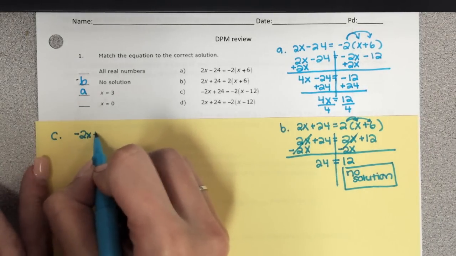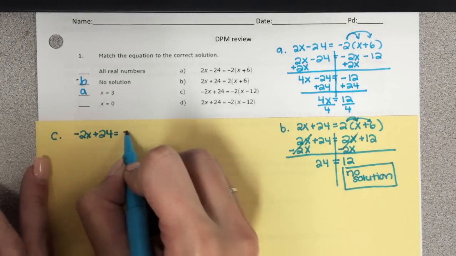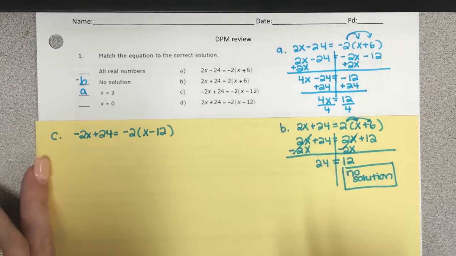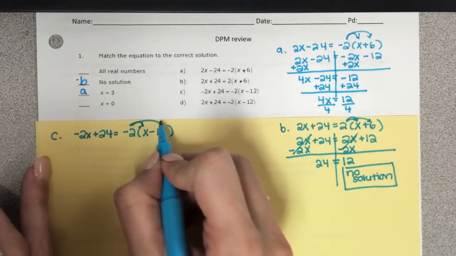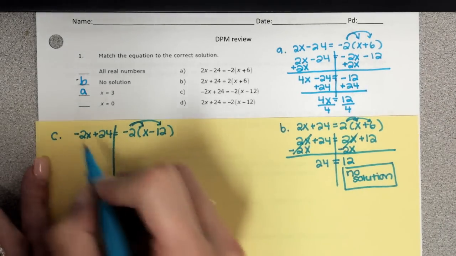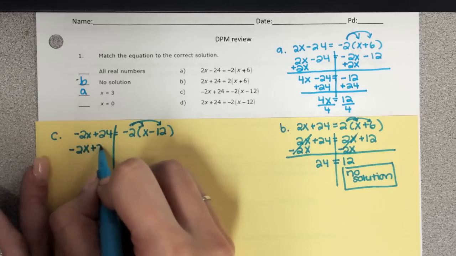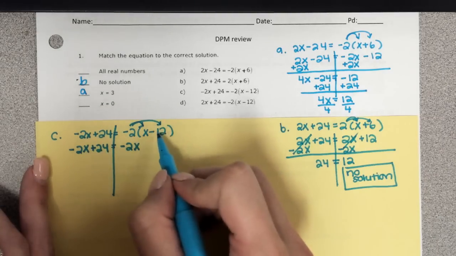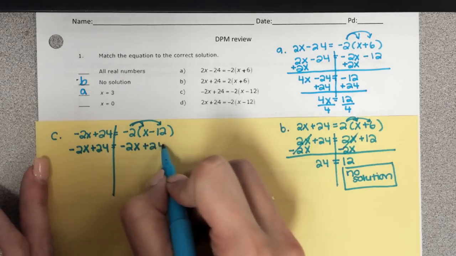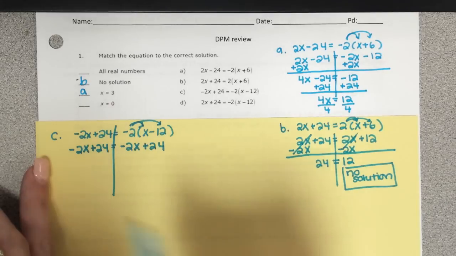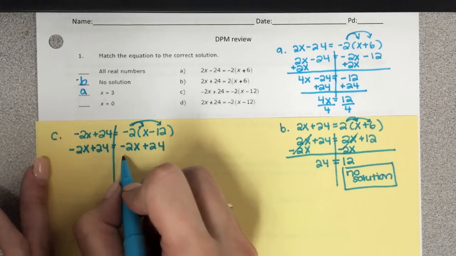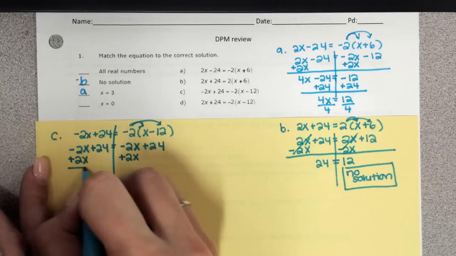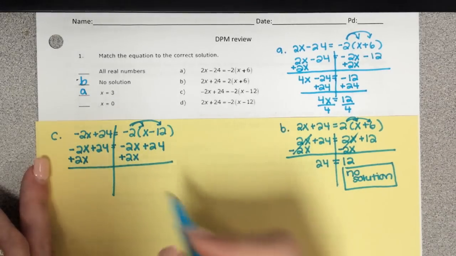Negative 2x plus 24 equals negative 2 parentheses x minus 12. So we need to distribute. This time I'm distributing a negative 2. So negative 2x plus 24 equals negative 2x. Negative 2 times a negative 12 is a positive 24. You can't have x's on both sides, so to get rid of a negative 2x, I add 2x. What you do to one side, you have to do to the other.